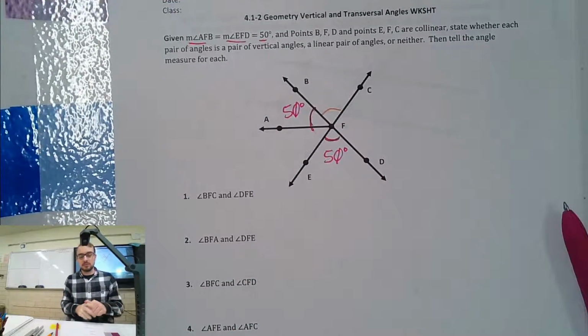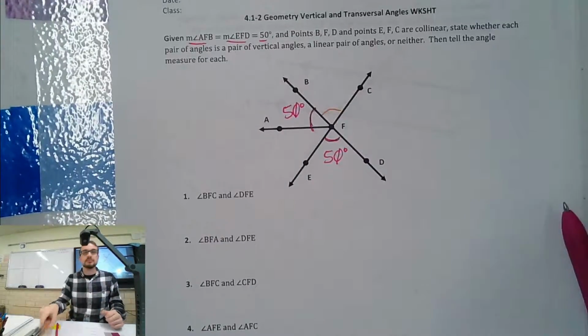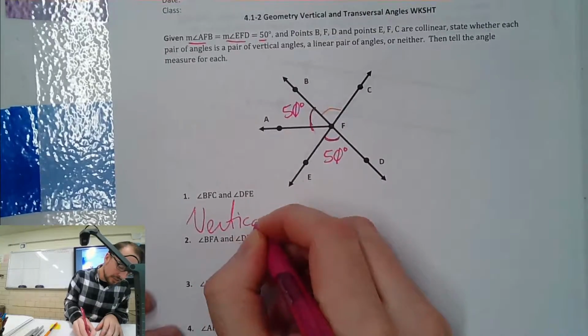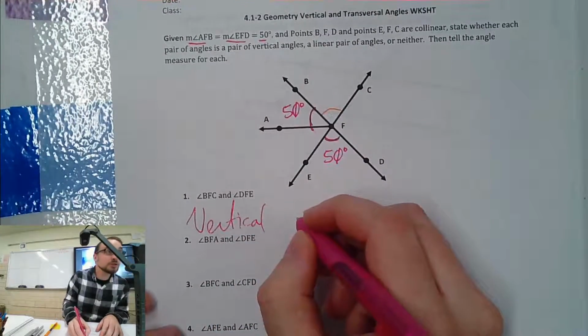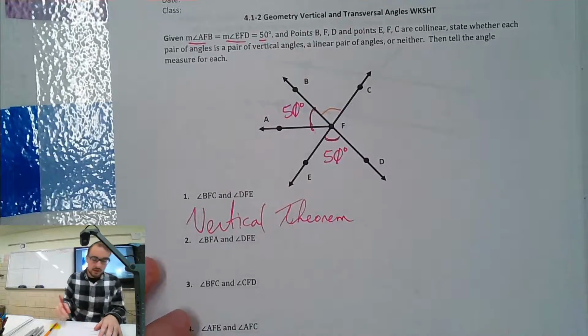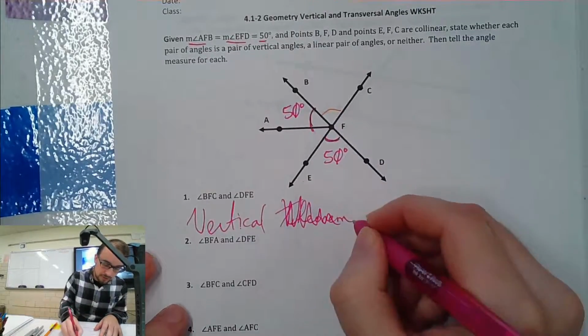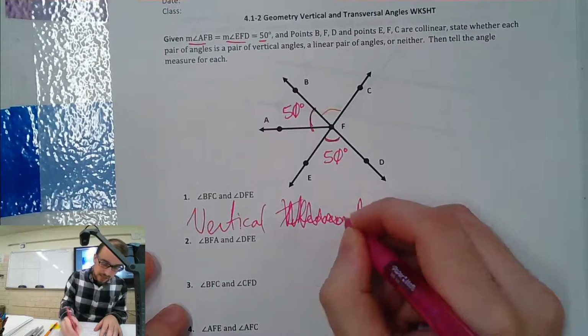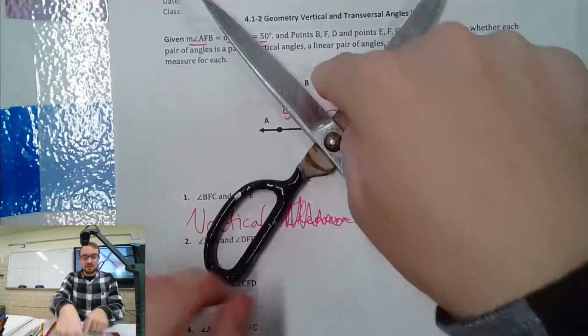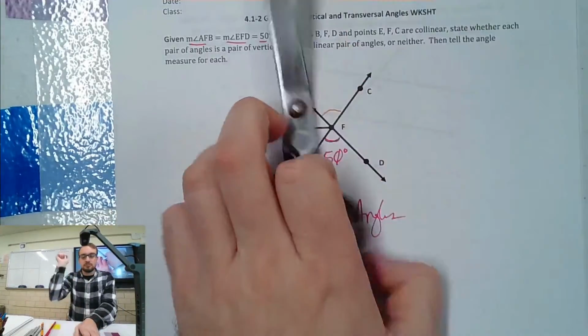Somebody tell me the relationship between the pink and the orange. They're vertical. That's the vertical angles theorem. Vertical angles. Again, top and bottom are the same.